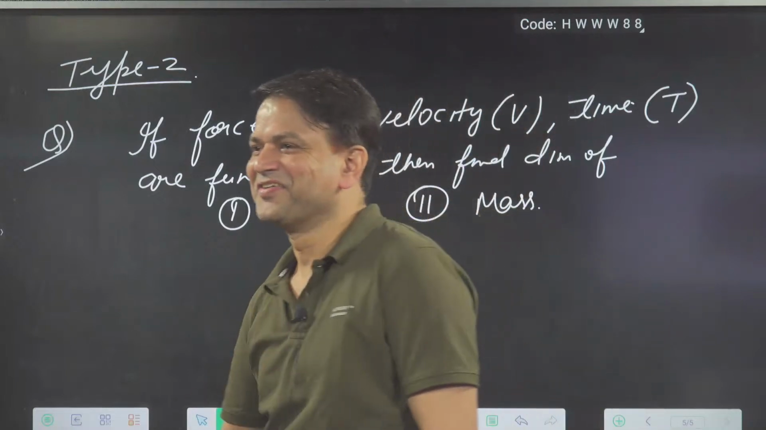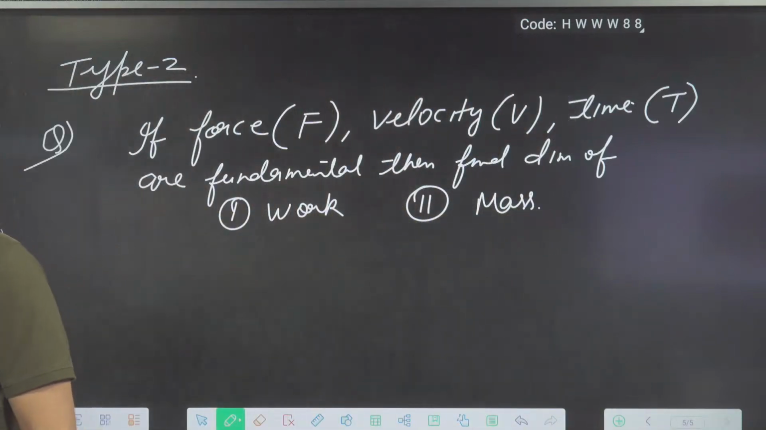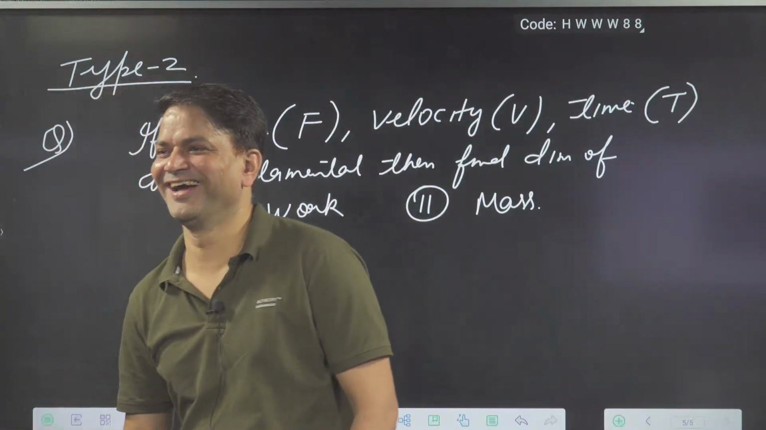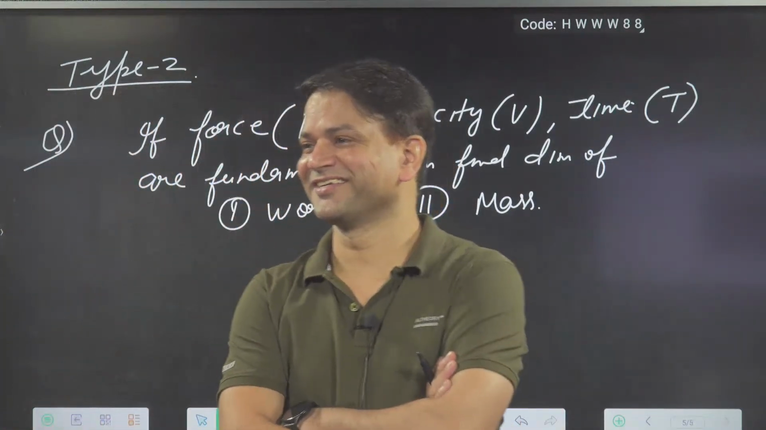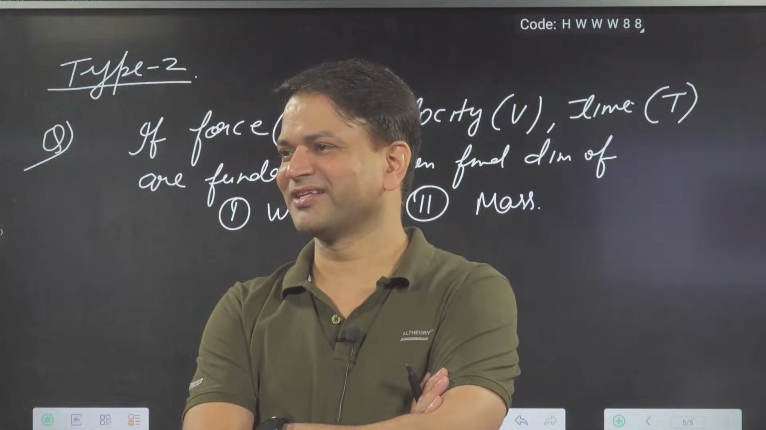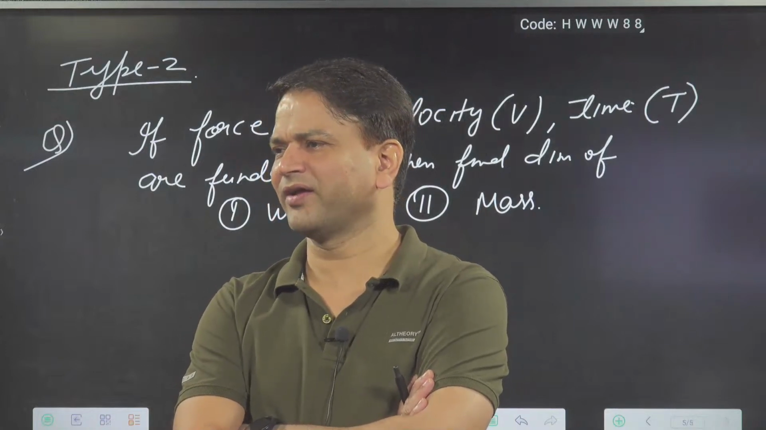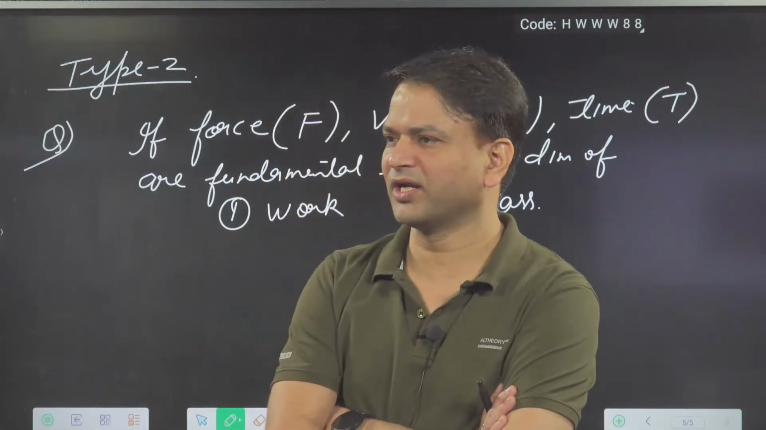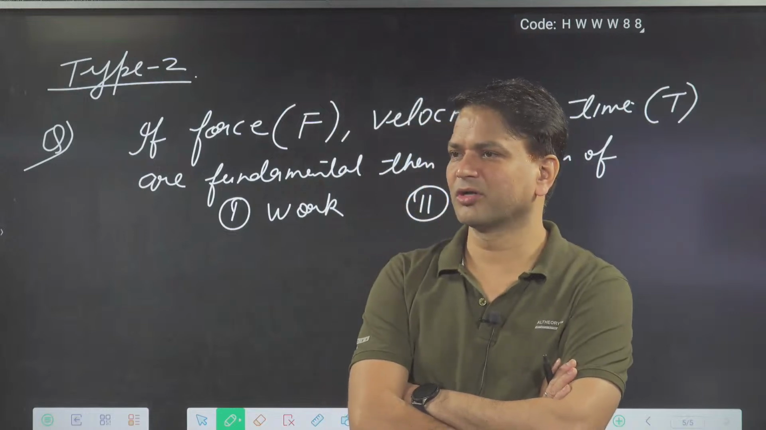$5.99, like the MRP of a supermarket item. Very good. 599. Will I get the medical seat? I am... 599. Why will you not get it? You will get it. You belong to Andhra.